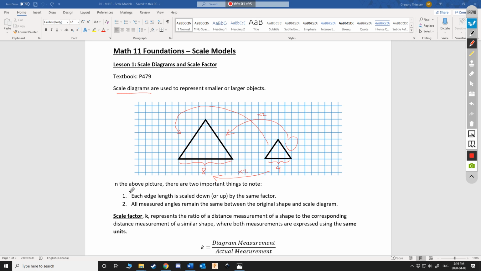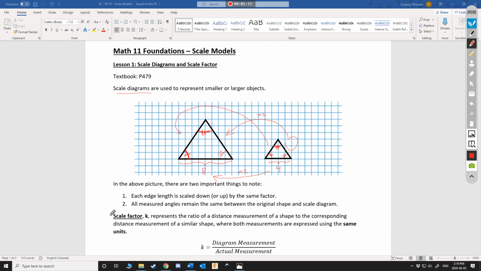Another thing we need to know about similar shapes is that all measured angles will remain the same. So whatever this angle is, that angle would have to equal this angle. It's going to be the same. Whatever this angle is, it'd be the same as this top one over here. And whatever this angle is, it would be the same as this other one. Okay?